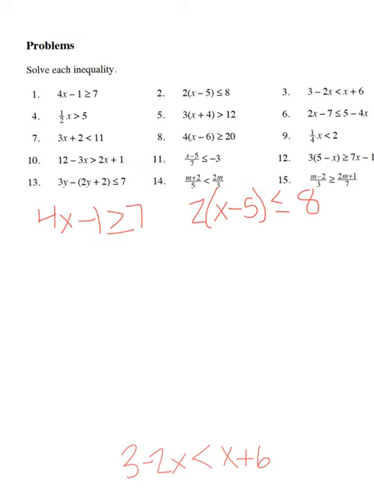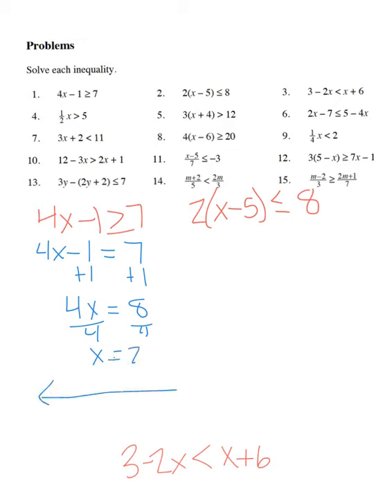So, again, we're going to solve these inequalities just like their equations. So we have 4x minus 1 is greater than or equal to 7. I'm going to solve that just like an equation. So 2 is my boundary point.